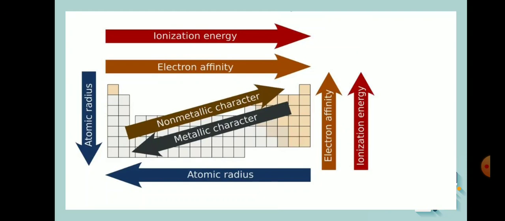Ionization energy increases from left to right and electron affinity also increases from left to right, whereas atomic radius decreases. Down the group, electron affinity decreases and ionization energy decreases. Atomic radius increases from right to left.